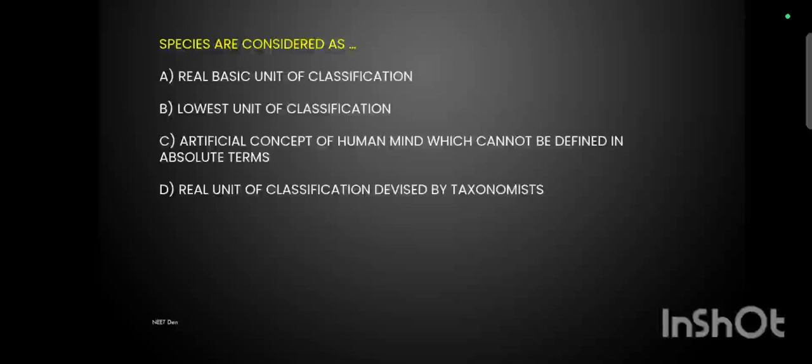Question: species are considered as a real basic unit of classification. A. B. Lowest unit of classification. C. Artificial concept of human mind which cannot be defined in absolute terms. D. Real unit of classification devised by taxonomists. The correct option here is A, that is, species is a real basic unit of classification.